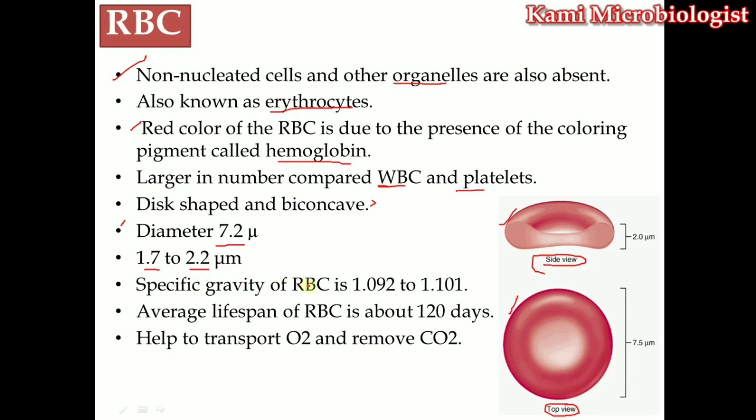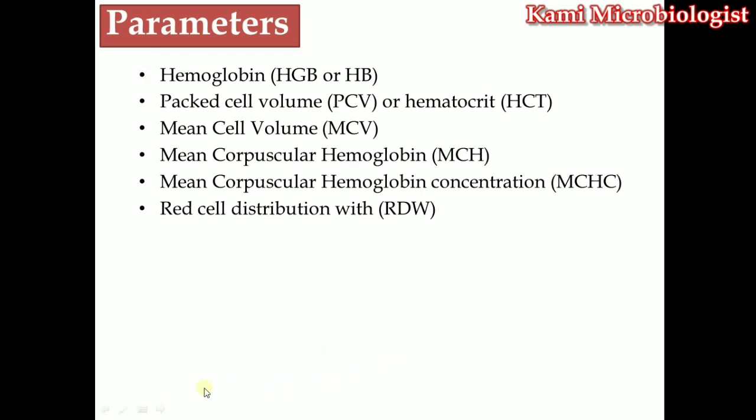The specific gravity of the RBC is 1.092 to 1.101. The average lifespan of the RBC is about 120 days. The most important function of the RBC is to transport oxygen from the lungs to all parts of the body, and to remove carbon dioxide from all parts of the body to the outside environment.